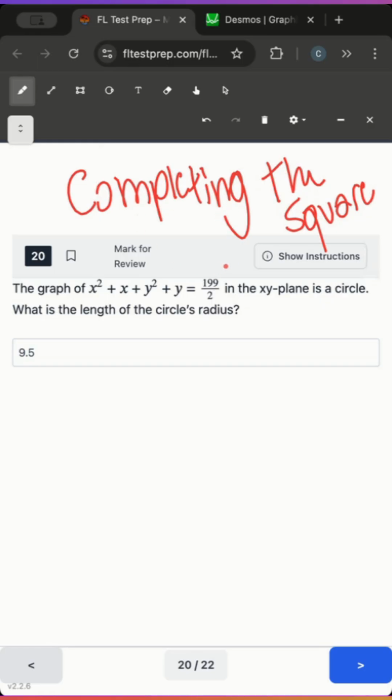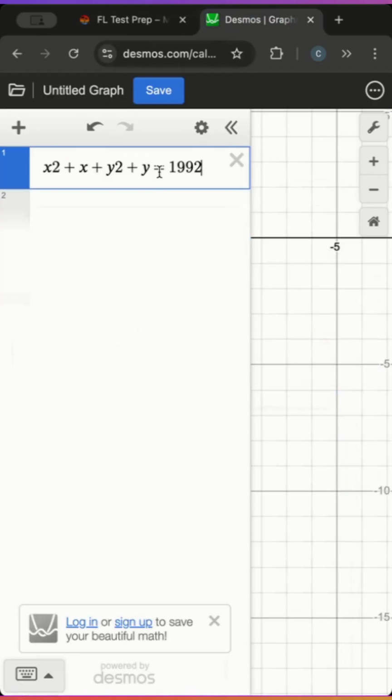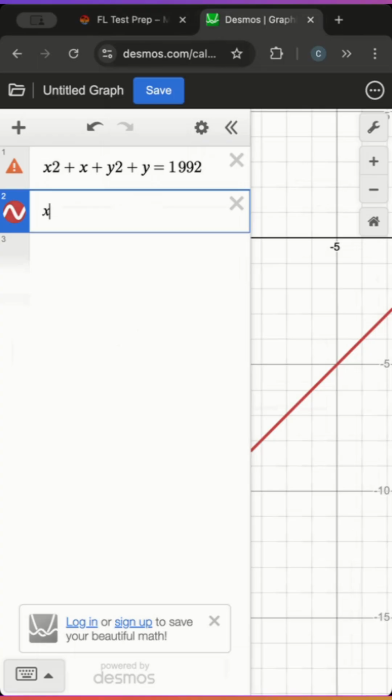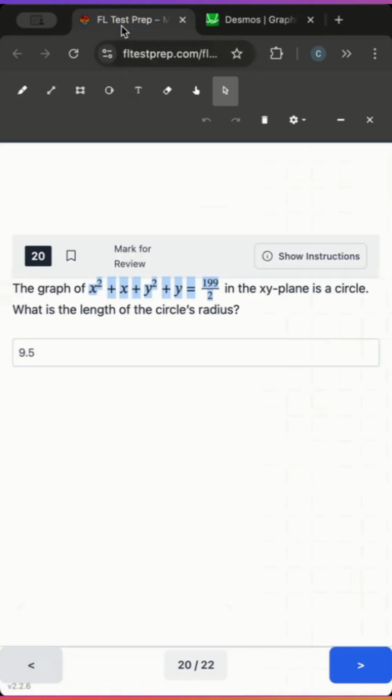So whenever you're given this question of, hey, what's the radius of a circle, if they give you an equation, just graph it. It's going to be way faster to solve rather than doing a bunch of complex math. So here's how to do it. You just want to go ahead and plug this in. So let me see if my copy and paste works because I hate flipping through. All right, that actually is fine. Plus x plus y squared plus y equals 199 over 2. Let me double check and make sure that's right.